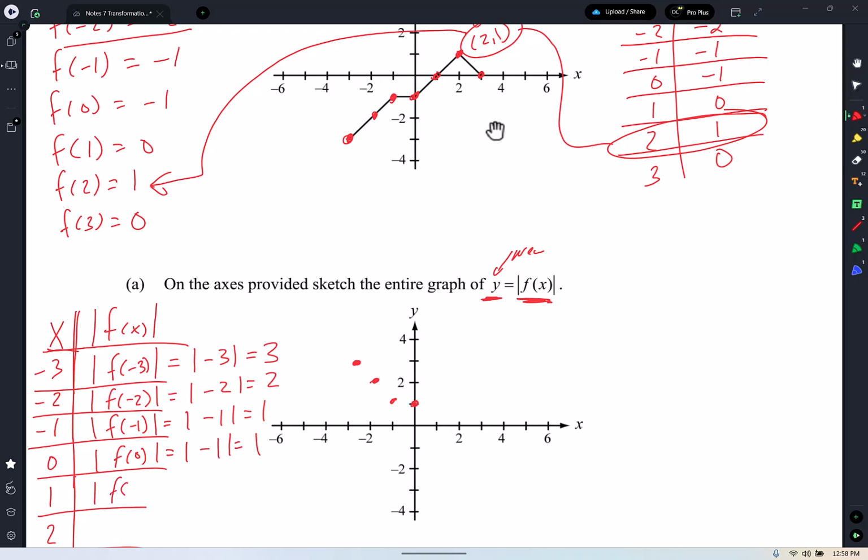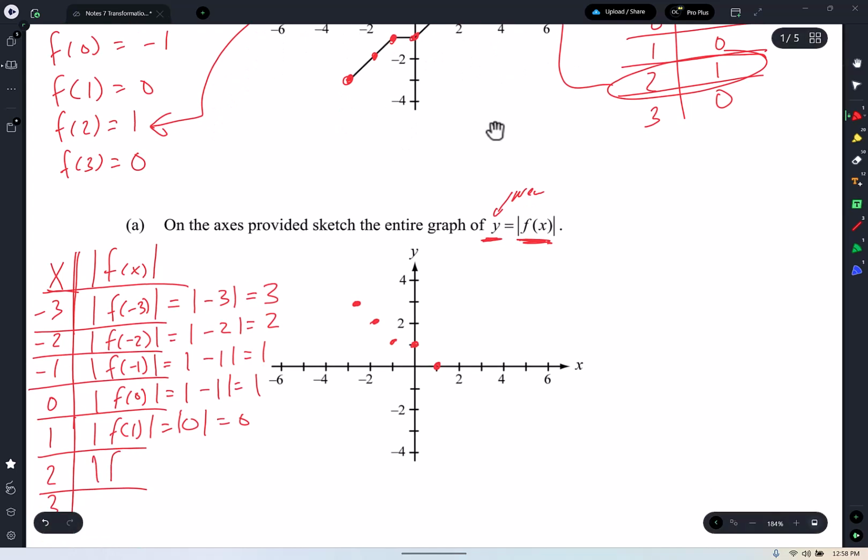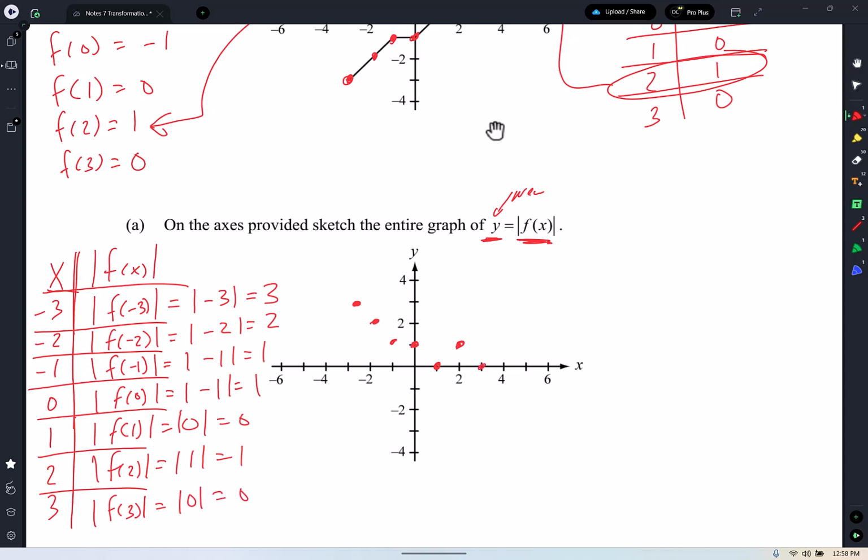Absolute value of f of 1. F of 1 was 0, and absolute value of 0 is 0 anyway, so 1, 0. Absolute value of f of 2. Well, f of 2 was already positive, positive 1, which is still just 1, so 2, 1. And then absolute value of f of 3, which is just absolute value of 0, which is just 0. All right, connect them.